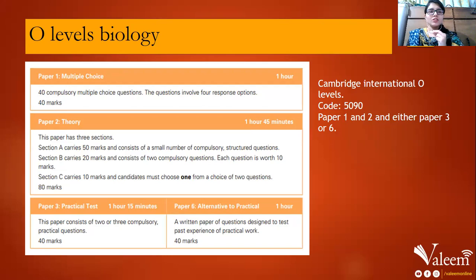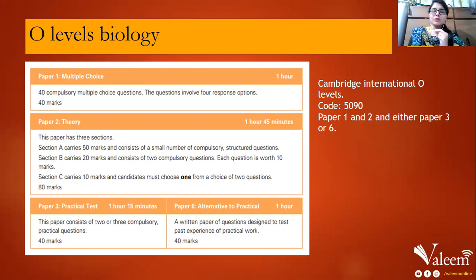This paper contains 3 sections. Section A carries 50 marks. There are small structured questions, basically the reasoning ones. Section B is of 20 marks. It has 2 compulsory questions, each worth 10 marks. Whereas section C carries 10 marks and you need to attempt only 1 question out of 2 questions. So the total paper 2 is of 80 marks.